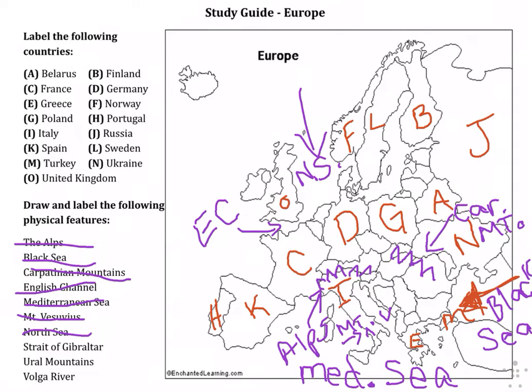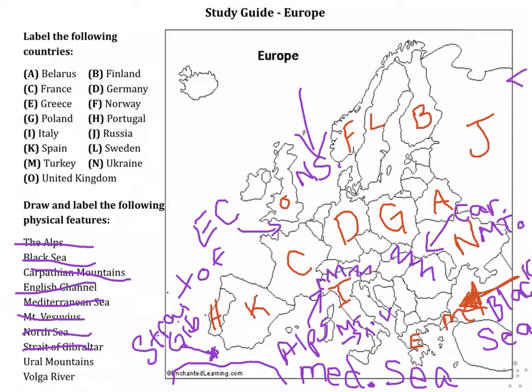Strait of Gibraltar, which is kind of hard because we are missing the outline of Africa. In order for it to be a strait, it needs to be a piece of water cutting through two pieces of land. So that is in between Africa and Spain. So this is the Strait of Gibraltar. This looks horrible, sorry.